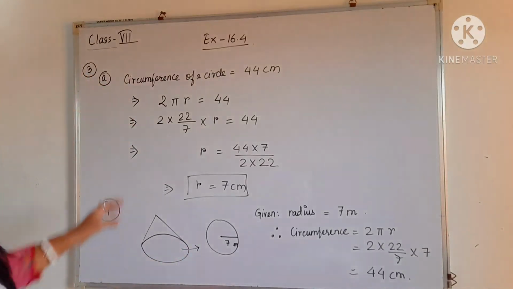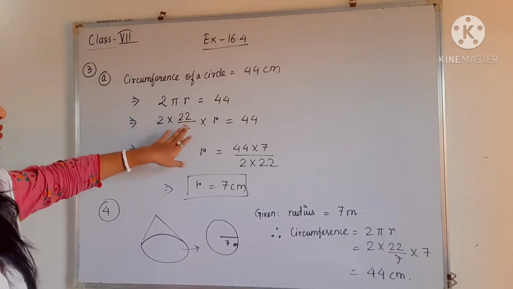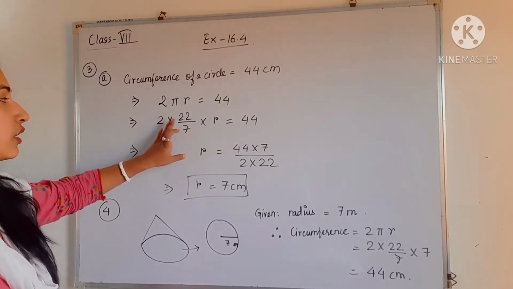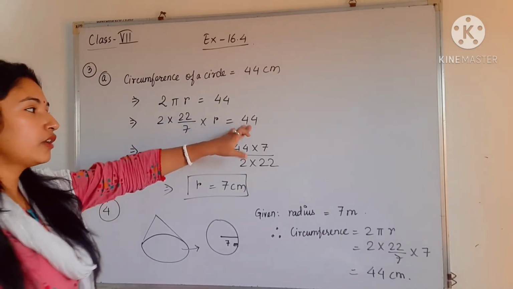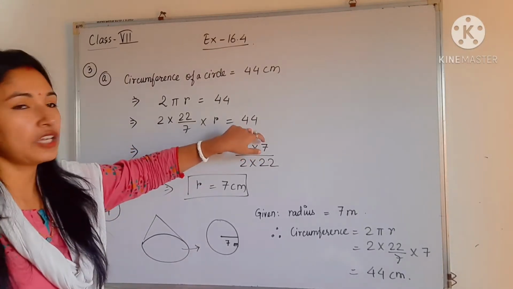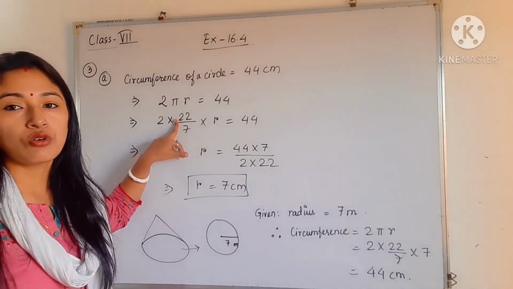So here 2 into pi into r is equal to 44. So the value of pi here I am using 22/7 into r. Why am I using 22/7? See, in the right hand side 44 is given. Okay, so you know that this is a multiple of 11. Similarly here 22 is also a multiple of 11.